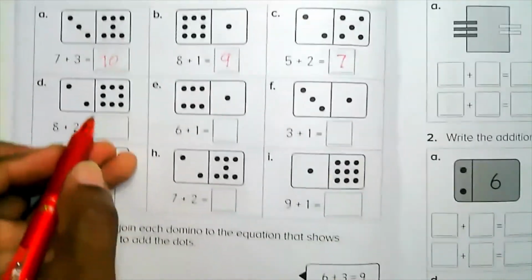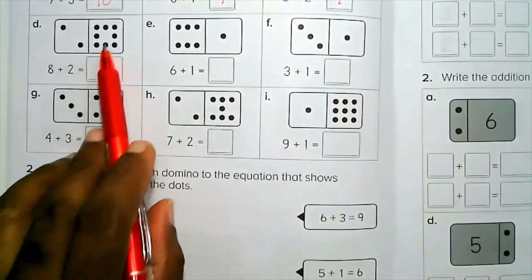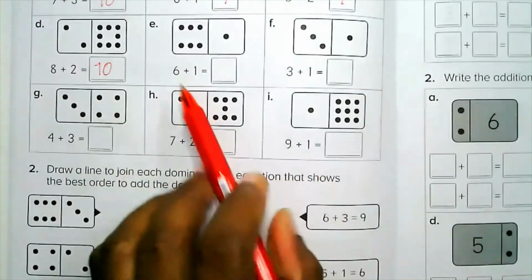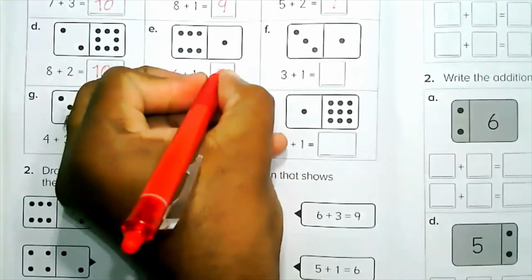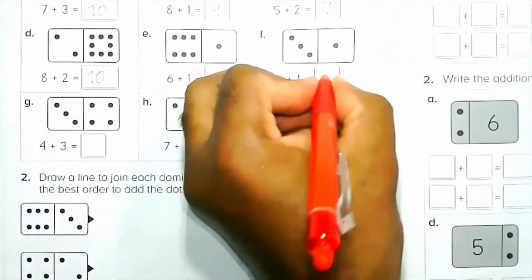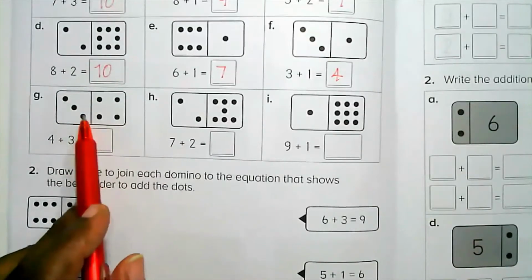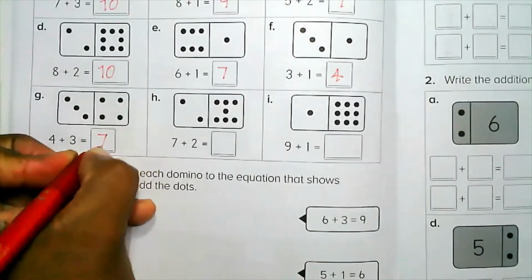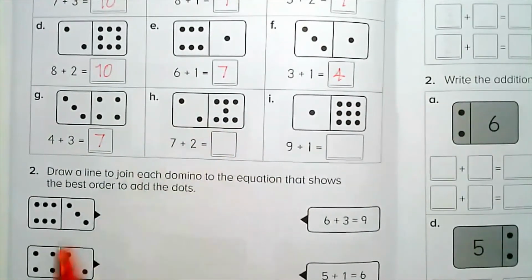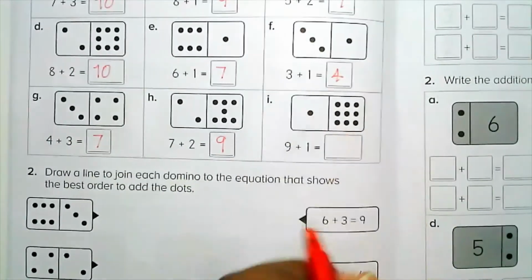Part D, 8, 9, 10. Part E, 6, 7. 3, 4. 4 and 3. 4, 5, 6, 7. 7 plus 2. 7, 8, 9. 9 plus 1, 9, 10.